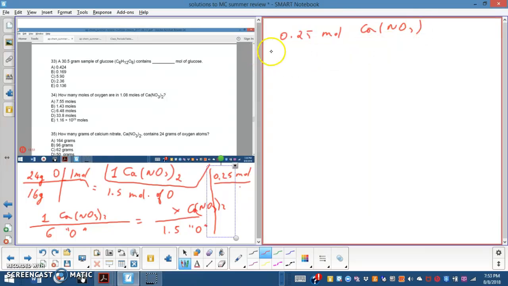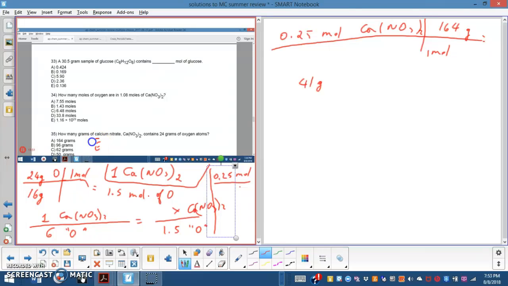Okay, so how many grams are there? You need to have 1 mole here and the grams over there. The grams are 164 because you have 1 calcium, 2 nitrogens, and 6 oxygens. And this is going to be 41 grams, which is your answer. So answer E is going to be the right answer for this test.